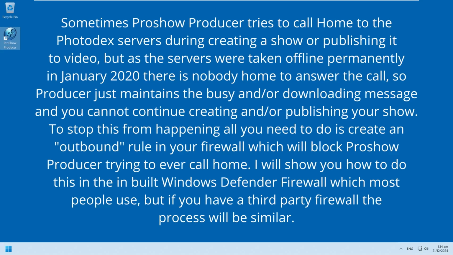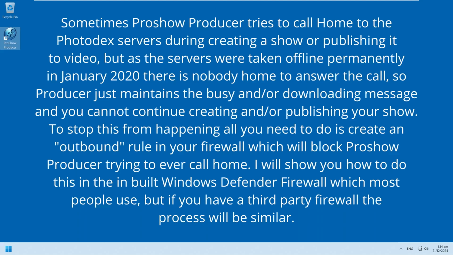Sometimes ProShow Producer tries to call home to the Photodex servers during creating a show or publishing it to video, but as the servers were taken offline permanently in January 2020, there is nobody home to answer the call, so Producer just maintains the busy and/or downloading message, and you cannot continue creating and/or publishing your show. To stop this from happening, all you need to do is create an outbound rule in your firewall, which will block ProShow Producer trying to ever call home.